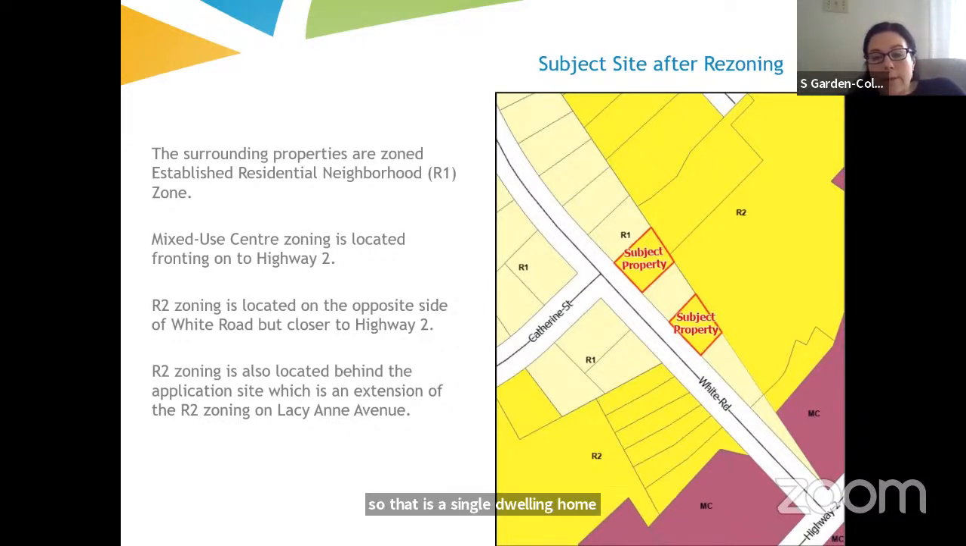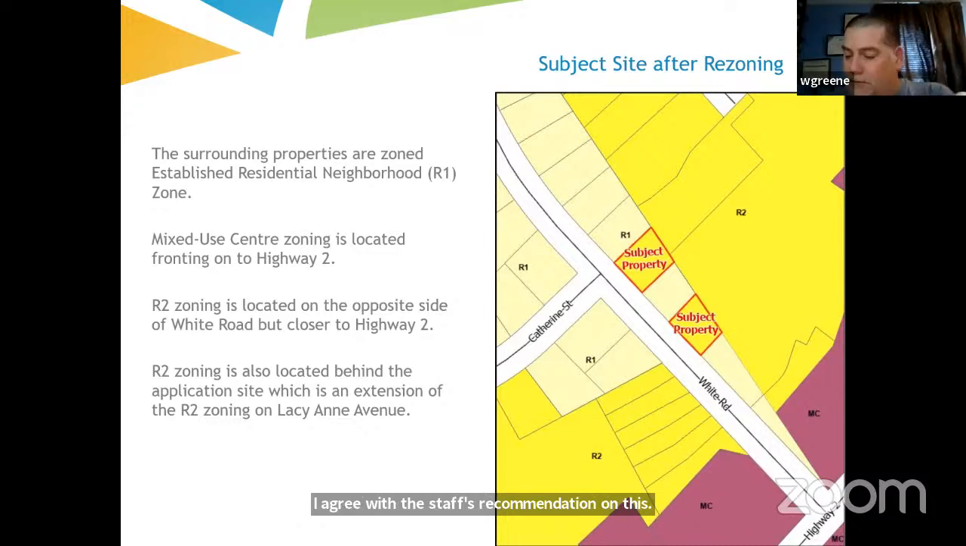Regardless of whether he's looking to sell these or whatever he's looking to do with them, I agree with staff's recommendation that it is not a good fit to have a checkerboard pattern of R2, R1, R2. It's R1 across the road from them. And I agree with the staff's recommendation on this. Thank you.